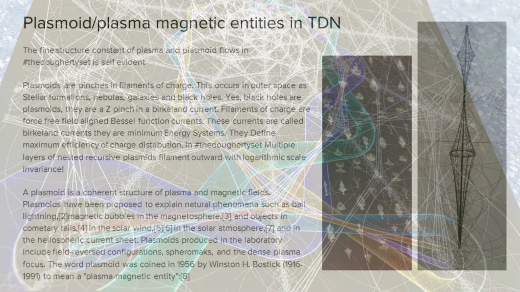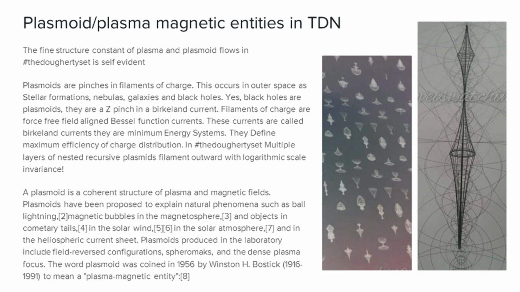Plasmoid/plasma magnetic entities in the Dougherty network. The fine structure constant of plasma and plasmoid flows in the Dougherty network is self-evident. Plasmoids are pinches and filaments of charge. This occurs in outer space as stellar formations, nebulas, galaxies, black holes. Yes, black holes are plasmoids. They are a Z-pinch and a Birkeland current. Filaments of charge are force-free field-aligned Bessel functions. These currents are called Birkeland currents, and I can continue talking about this next.